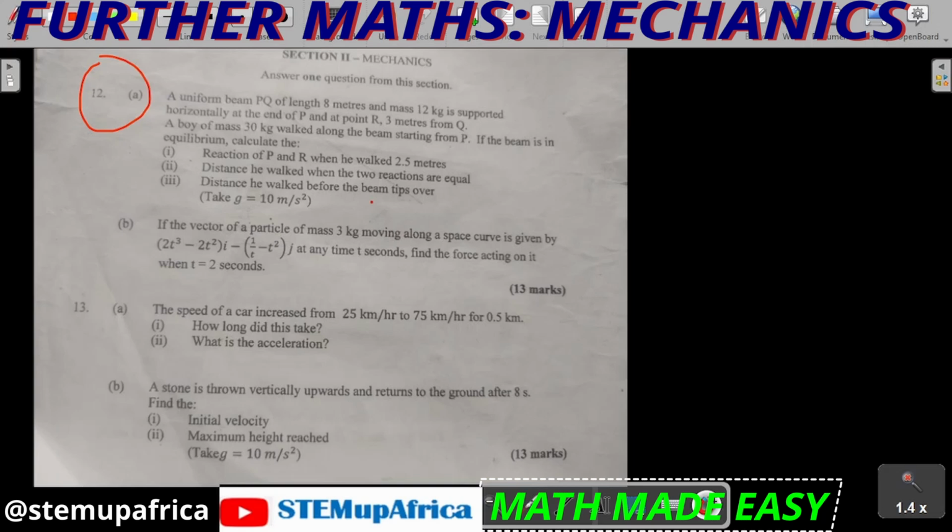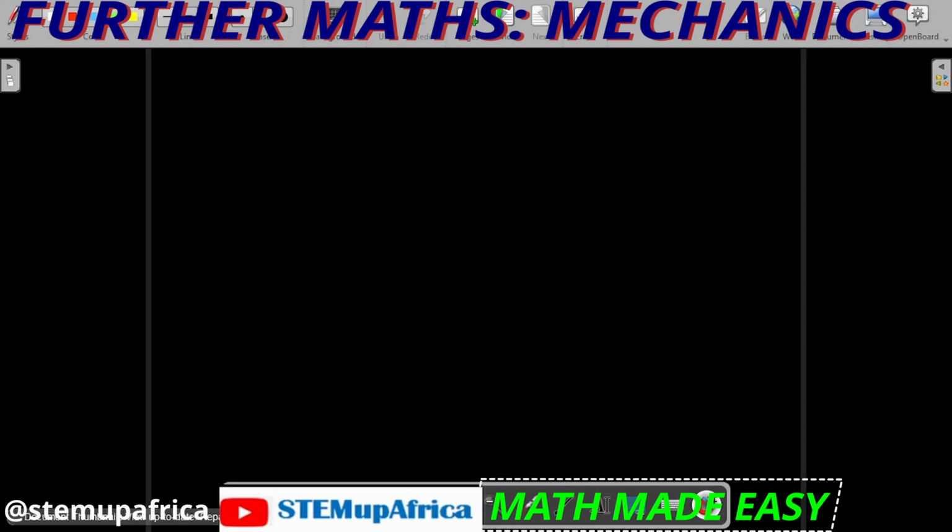First of all, you need to understand the concept of a moment. Moment is defined as the product of force and its perpendicular distance to a point of action. That is the definition of a moment. So let me illustrate with a simple diagram before we actually tackle the question.